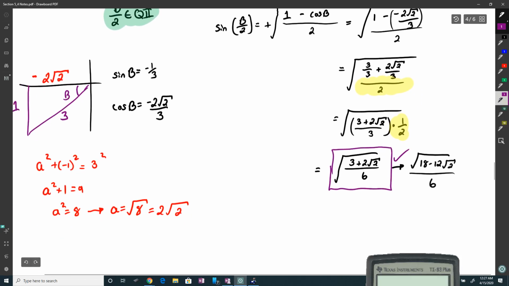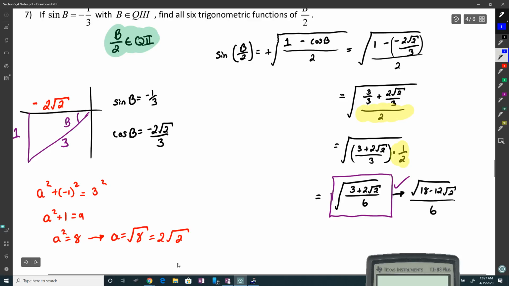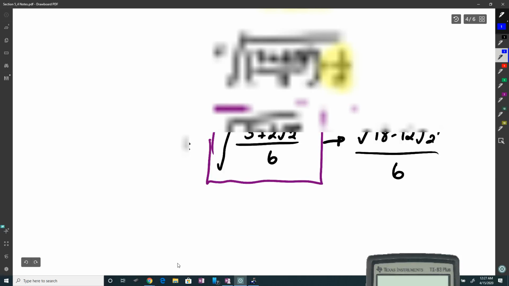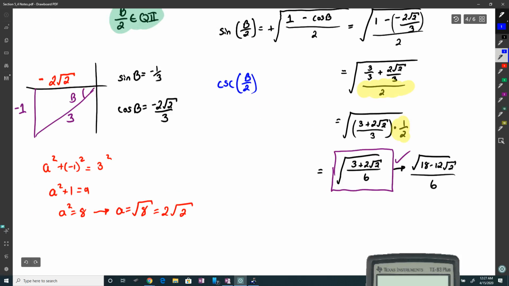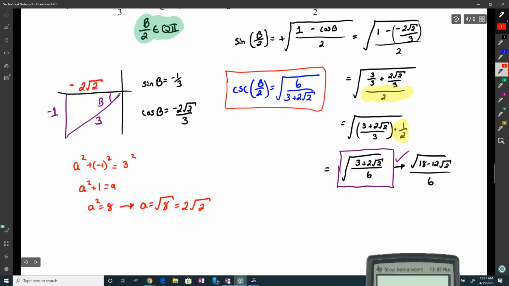So that's sine, and again, you flip it to get the cosecant. So I'll shimmy it over here. Cosecant of b over 2. Oh my god, what's doing that? Is the flip version. And I'm perfectly okay with this 2 square root of 2. You just flip it. So there's cosecant, there's sine, and now let's work on cosine.